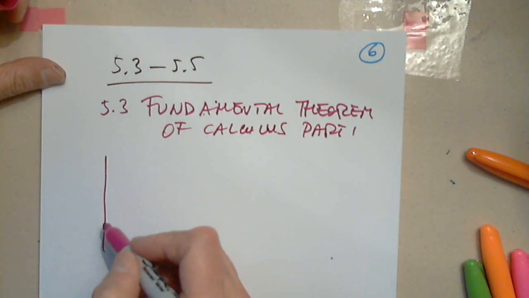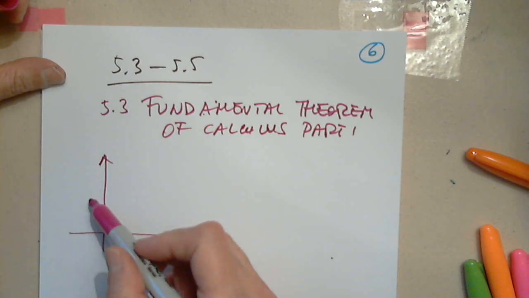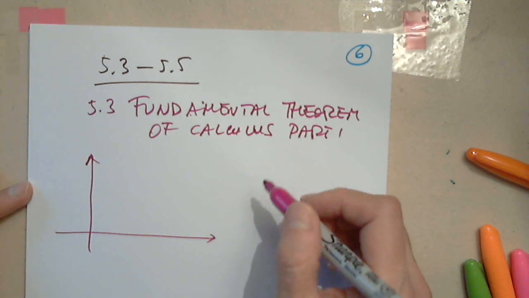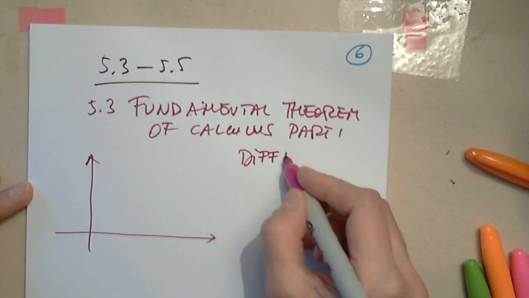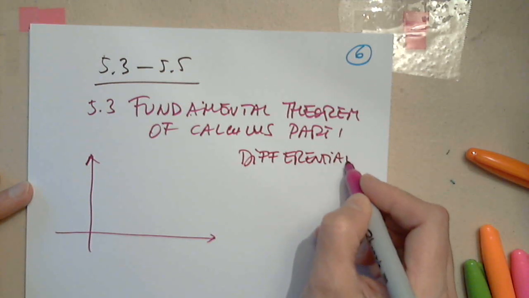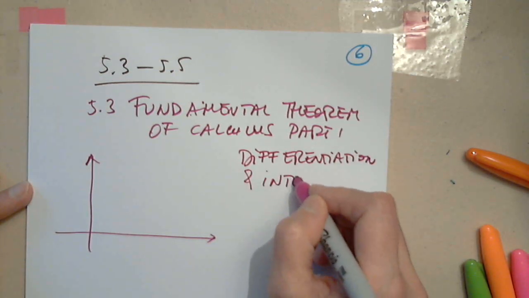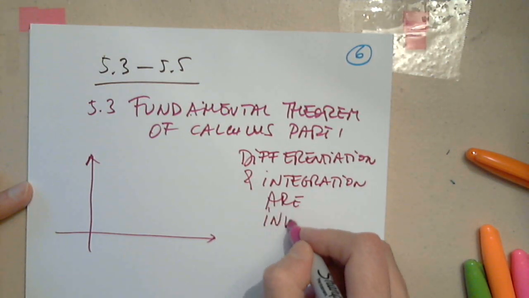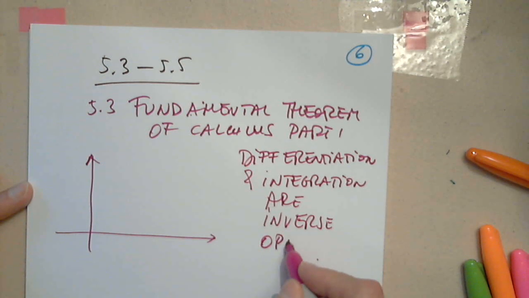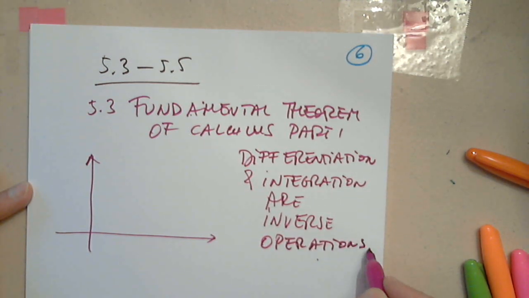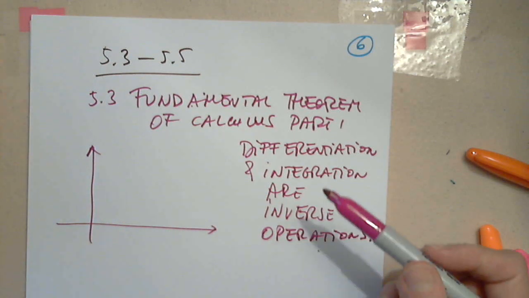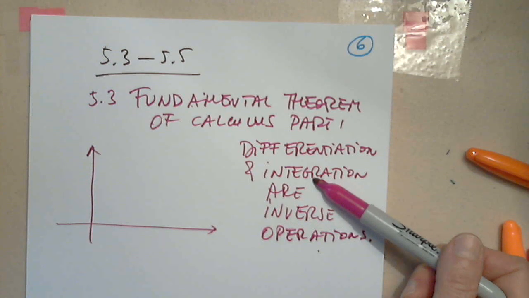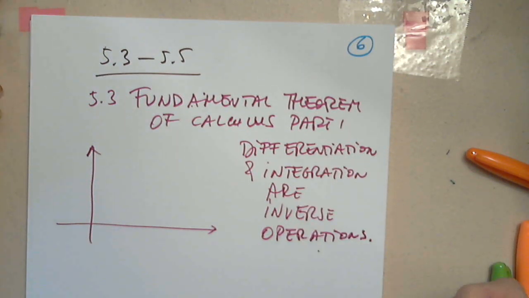In part 1, if you remember when we talked about it, the Fundamental Theorem of Calculus part 1 only says that differentiation and integration are inverse operations. They cancel their effect on the function. If we differentiate an integral, we get the function. If we integrate a derivative, we get the function back.